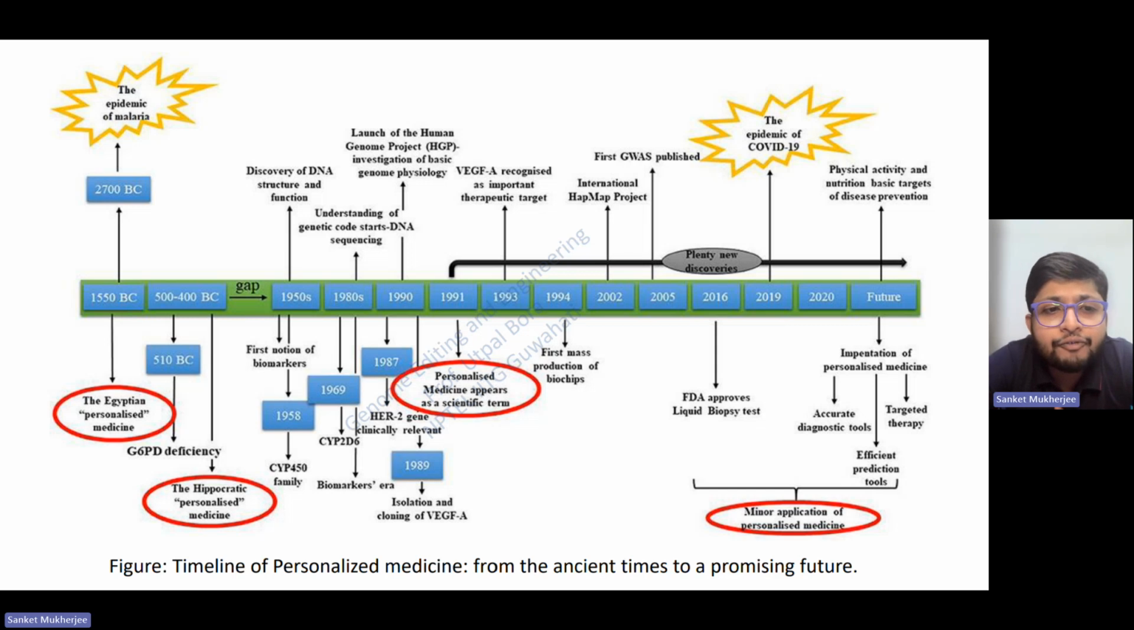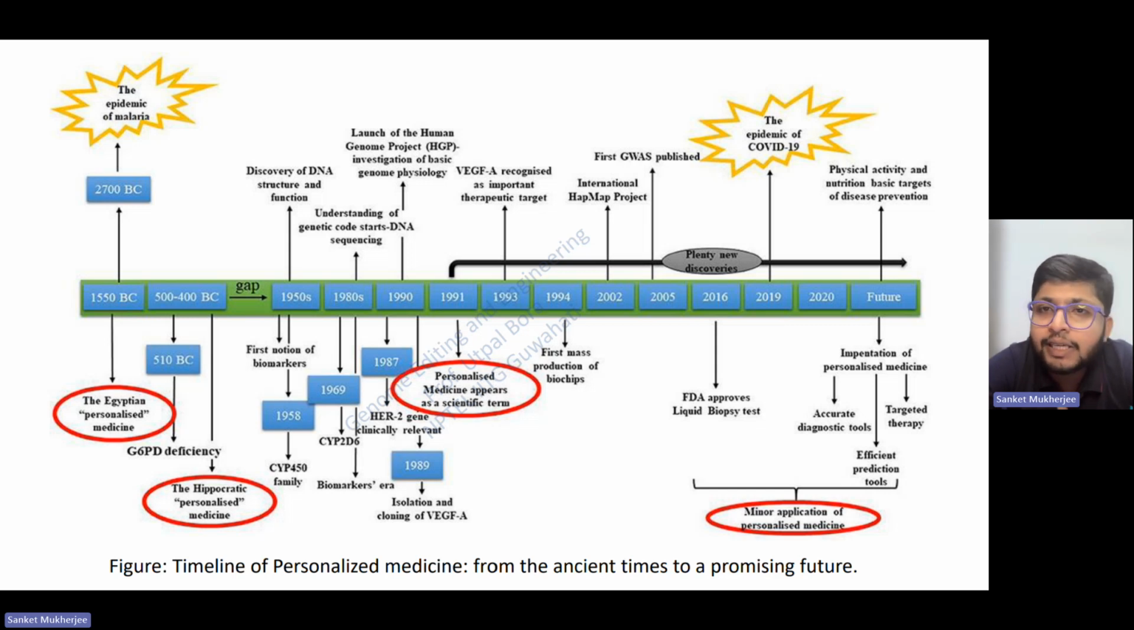So in 1550 BC, there was Egyptian personalized medicine. Around 2700 BC, the epidemic of malaria had come into picture. So it's a very old disease, yet it is dreadful even today. Around 500 to 400 BC, around 510 BC, this G6PD deficiency was found out. So the Hippocratic personalized medicine was there. Then there was a gap in this.